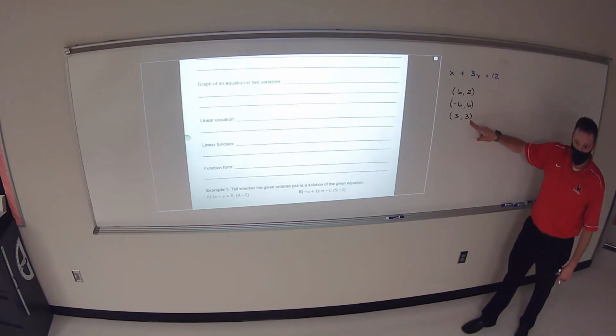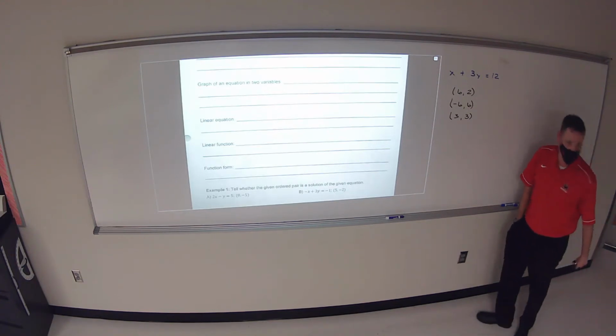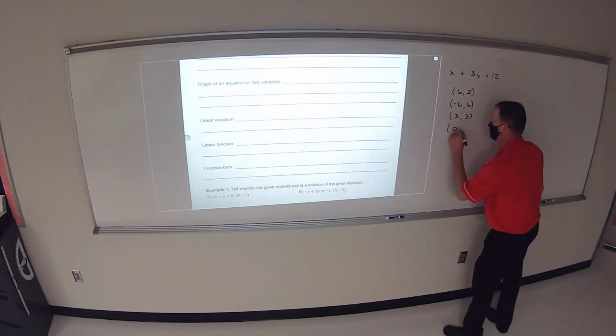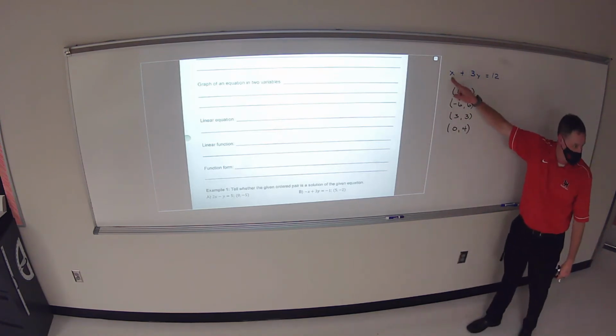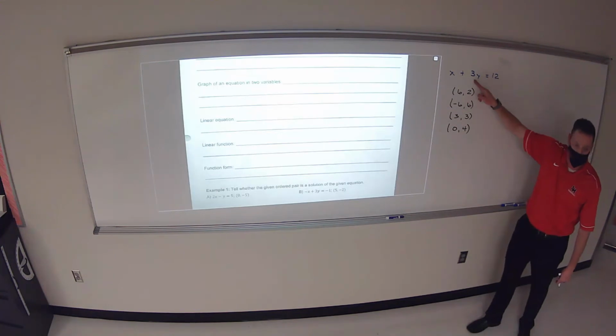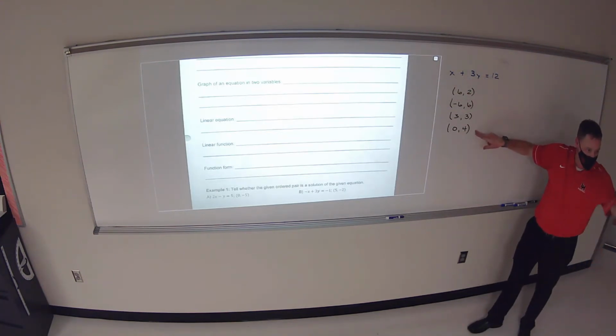Jaquan, were you able to come up with another one? No. Chloe? You had 3 and 3. Okay, that works. Francisco, did you have one? No? Serena, what did you have? You had 3 and 3. Miles? 0 and 4. Perfect. If you plug 0 in for X and you plug 4 in for Y, 0 is 0. 3 times 4 is 12. And 0 plus 12 is 12. There's another solution.